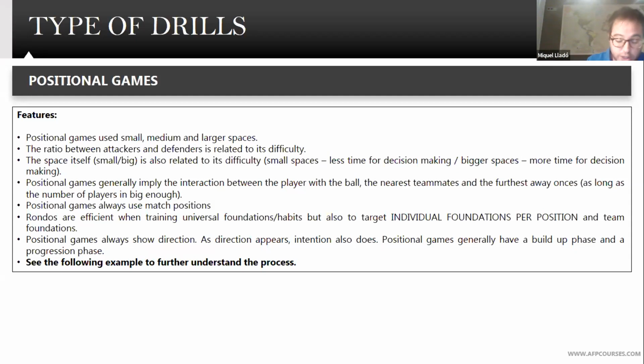Space, as we told, is also very significant, big, small, that relationship to increase or decrease complexity. Positional games, compared to rondos, already include the farthest away player, the concept of the farthest away. It's not only the player with the ball and the nearest teammates, but there is a third line, as Bernie told. Positional games, by definition, there is no other way, use match positions. We see a number 4, a number 6, a number 9, a wing and a fullback, depending on how we design them.